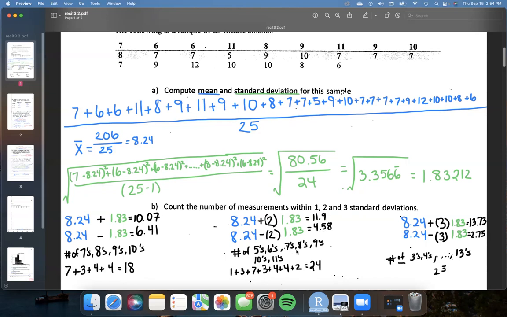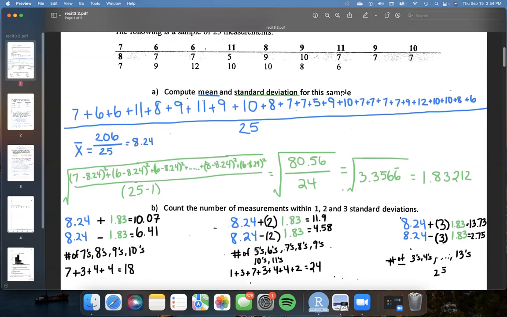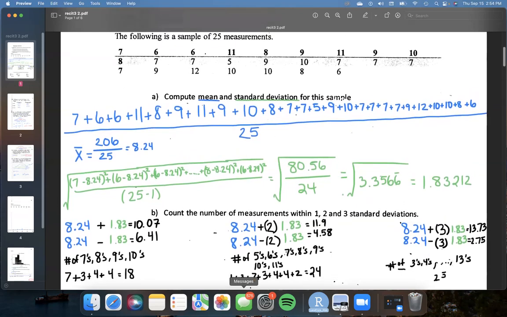So 5, 6, 7s, 8s, 9s, 10s, and 11s, and then 12 will be outside the interval because we're going to stop at 11.9. All right, so if you count the number of 5s, you'll get 1. If you count the number of 6s, there should be 3 6s, and then 7 7s, 3 8s, 4 9s, 4 10s, and then 2 11s. So when you add that all together, you get 24. So we have 24 out of our 25 measurements that fall within 2 standard deviations.